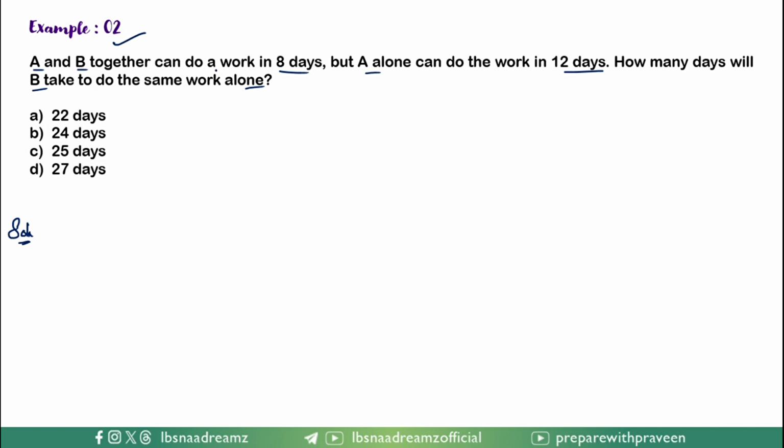So from this question, we can understand that A and B together can do a particular work in 8 days. But A alone can do the same work in 12 days. Now we have to find how many days B will take to do the same work. So A plus B together do the work in 8 days, and A alone can do it in 12 days. So we need to find the efficiency of B.